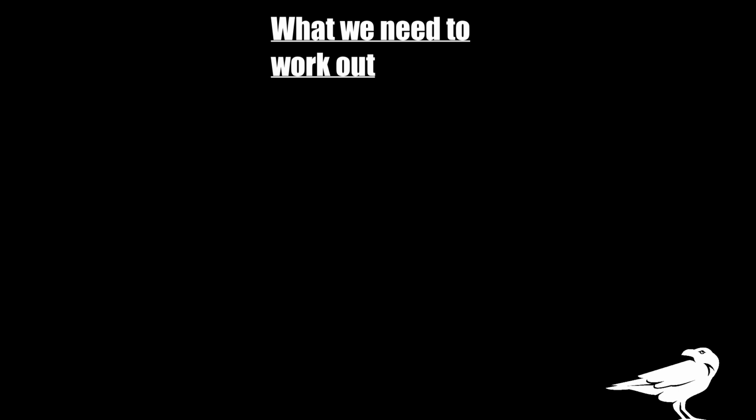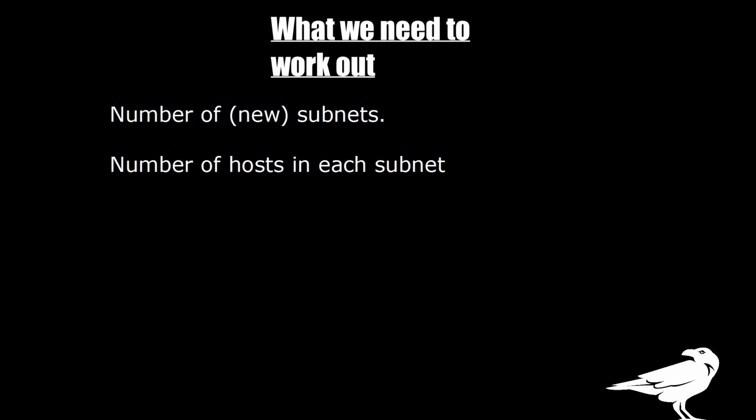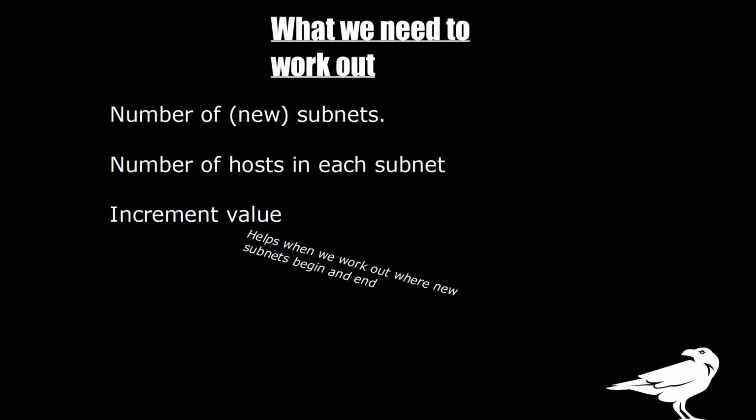In this video I want to show you the 3 things we're going to calculate to determine how we're doing with our subnetting. The first formula we're going to need is to work out the number of new subnets we're going to be creating. The next one is going to tell us the number of valid host addresses that are going to be in each subnet. And the third formula is something called the increment, which helps us work out where our new subnets are going to begin and where they're going to end.